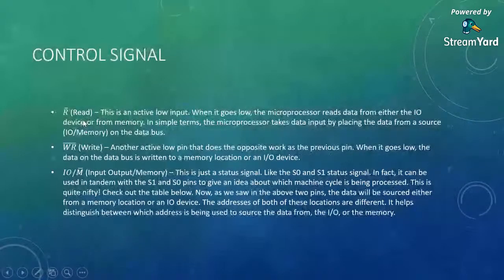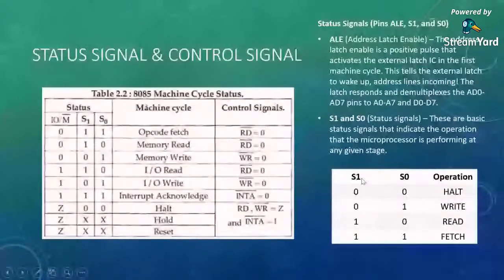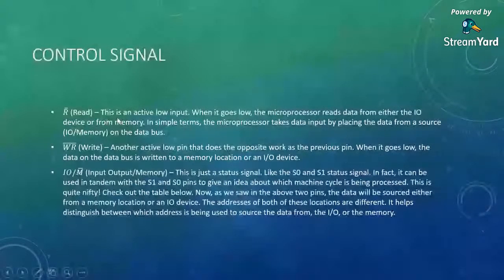RD means read, WR means write, and IO/M is for input-output or memory. So read here, which is the control signal for S1 and S0 being 1 and 0, is the active low input. This is the signal that indicates that the operation is currently reading data. When it goes low, the microprocessor reads data from either an input device or memory. In simple terms, the microprocessor takes data input by placing the data from the source memory on the data bus.